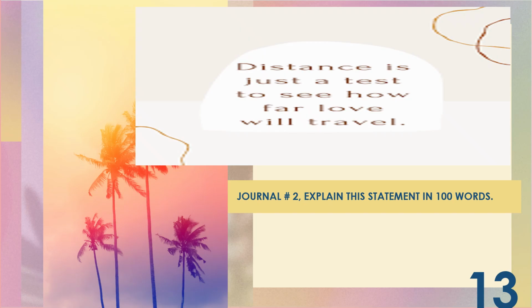Now remember, this is your journal number to explain the statement in 100 words: Distance is just a test to see how far love will go. That means just like the OFW, the love for their family, they go to another country so that their children can live. So that's it. You can continue the explanation.